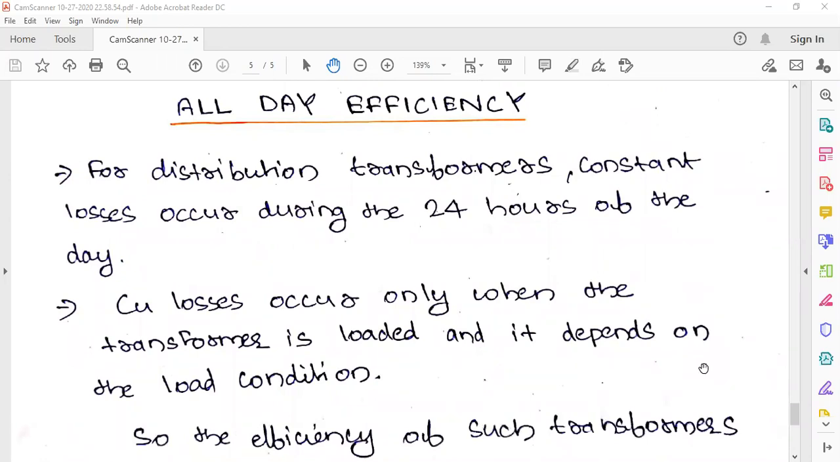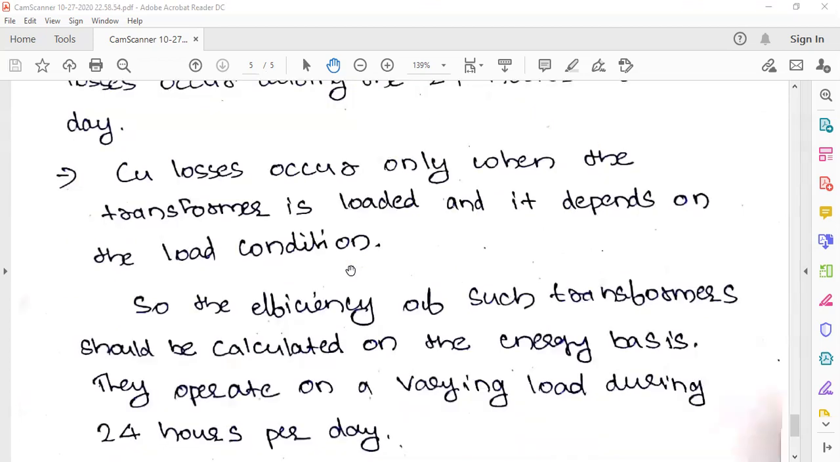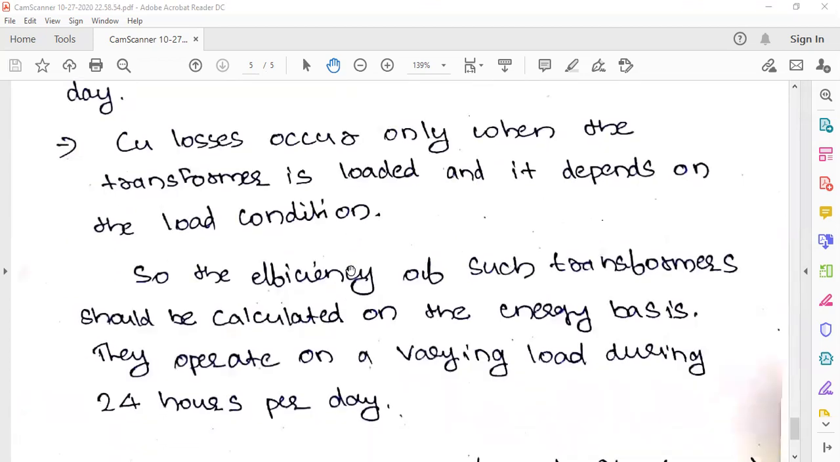For the 24 hours the transformer is not always loaded. The iron loss, since it depends upon the core and has nothing to do with the load, is the constant loss and will always be there for 24 hours. But the copper loss occurs only when the transformer is loaded, that is during peak time, daytime, and depends upon the load condition. So efficiency of such transformers should be calculated on an energy basis and not on the basis of output by input, the earlier way.